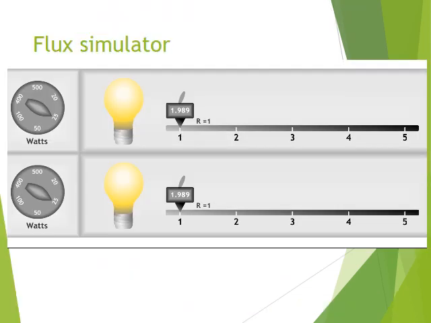Okay, I wanted to show you a little simulation to make the point that just because a star appears to be bright does not necessarily mean that it is truly a bright star. So here we have two light bulbs, and they're equal brightness in the sense they're both 25 watt light bulbs. And notice I've got a little detector here, and when I'm a distance of one away, I get the same amount of light received by this particular little detector.